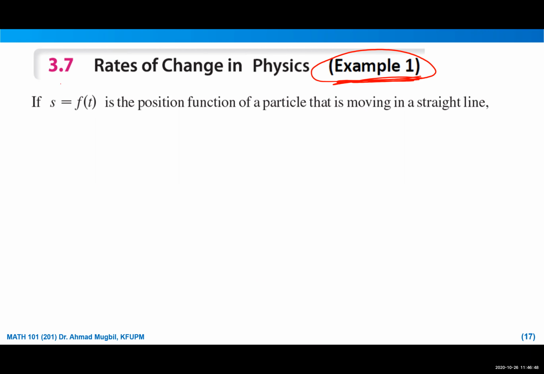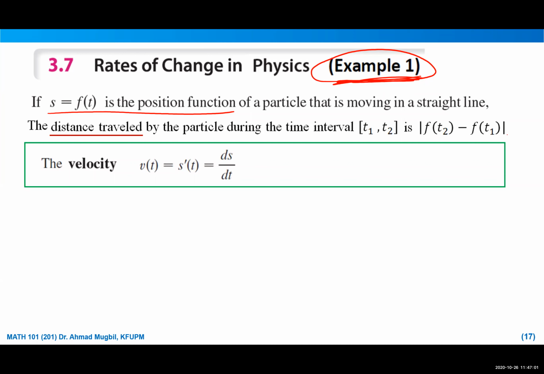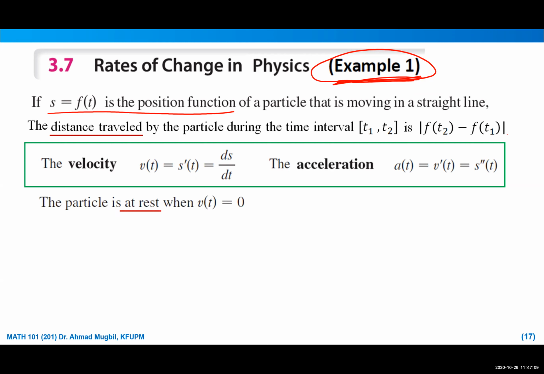So to summarize it, if this is the position function, you know, guys, that the distance traveled from time t1 to time t2 will be the absolute value of f of t2 minus f of t1. Now the velocity is the derivative of the displacement function or the position function. The acceleration is the derivative of the velocity, the second derivative of the position function. The particle is at rest when the velocity is 0.